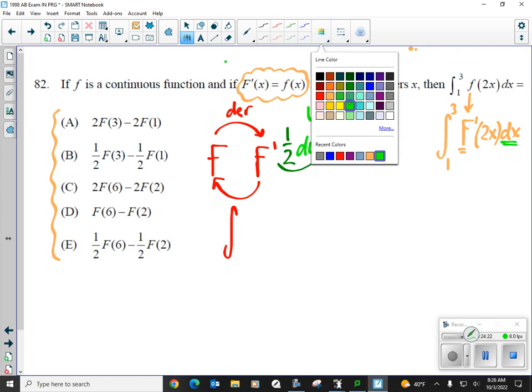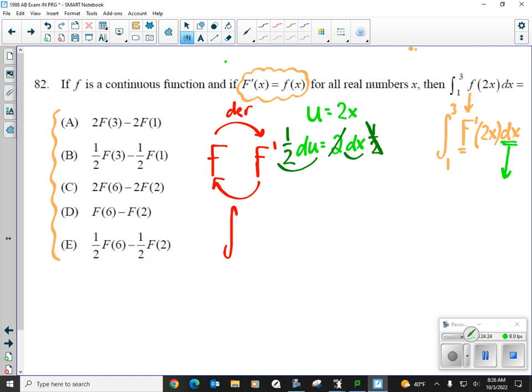So, du, my 1/2 I put on the outside. I always put a constant on the outside. The integral of f prime of u, because in for 2x is u. Don't you forget to change your bounds. Right now, these are x's: x equals 1 and x equals 3.